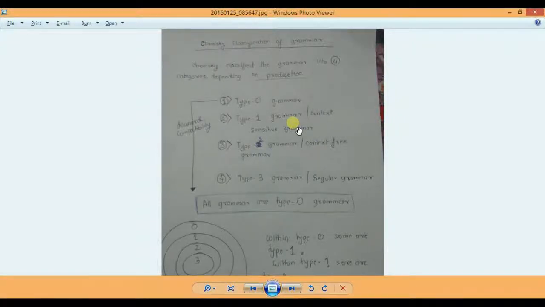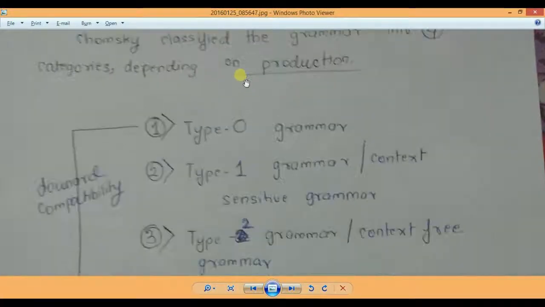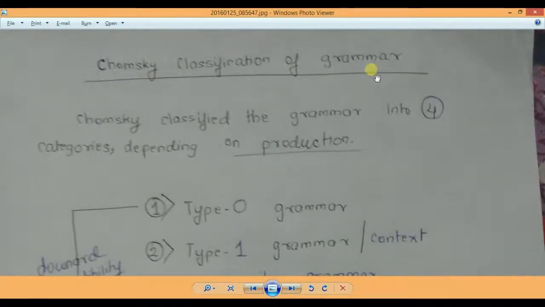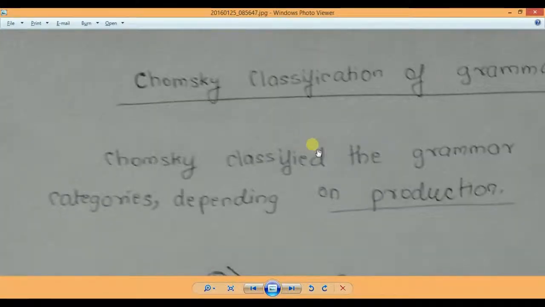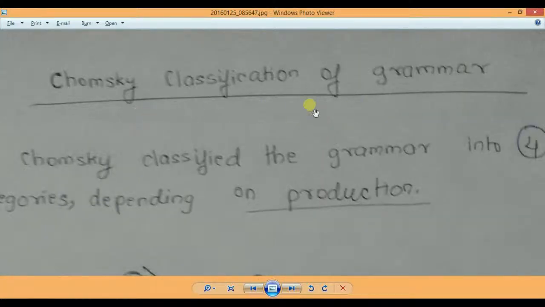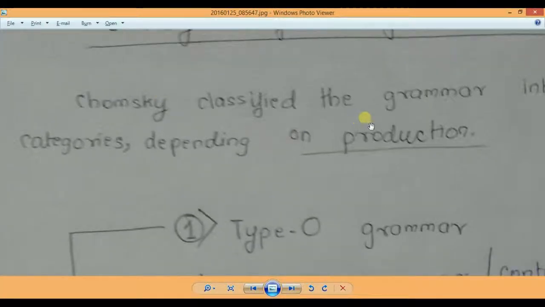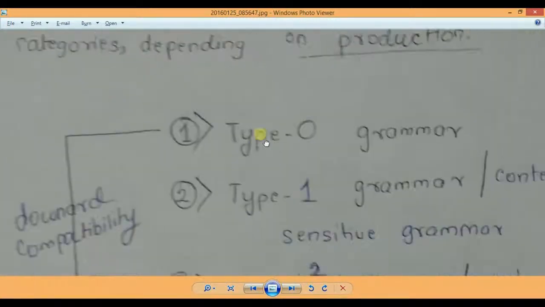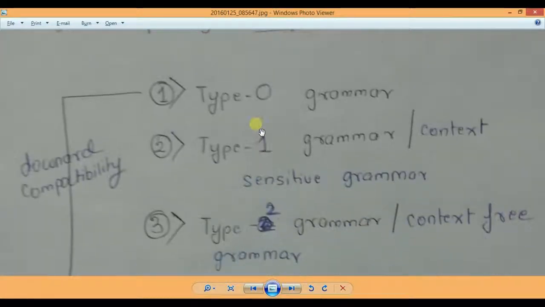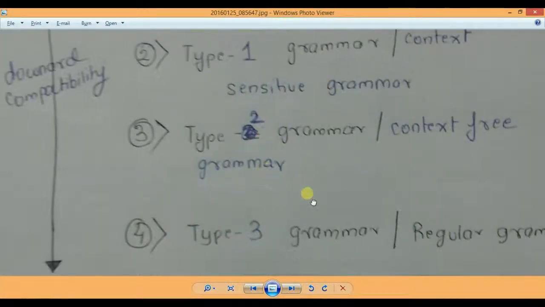In this tutorial, I'm going to discuss Formal Language and Automata, Lesson 2, that's Chomsky classification of grammar. In the earlier tutorial, I discussed what is sentence, what is grammar, what is language, and how they are made. In this tutorial, I'm going to talk about how Chomsky classified grammar. Well, Chomsky classified the grammar into four categories depending on production. The four categories are type 0 grammar, type 1 grammar, type 2 grammar, and type 3 grammar.